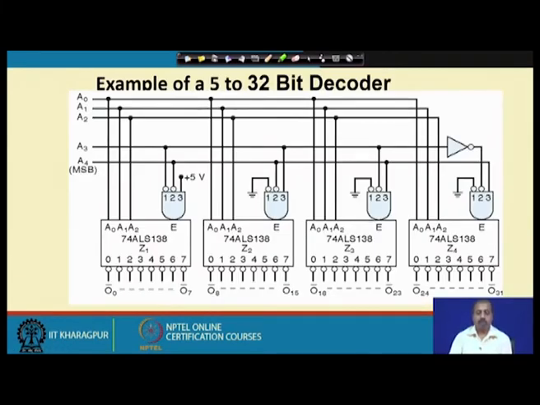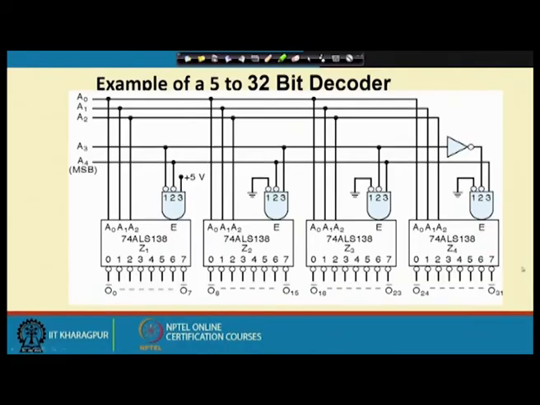Next, we will look into how I can make a 5 to 32 bit decoder using these 3 to 8 decoders. So, I want to make a hierarchical structure. In my application I need a 5 to 32 decoder, whereas in my library I do not have 5 to 32 decoders available as a chip. What I have are only 3 to 8 decoders, 74138. So, what can we do? Since there are 32 outputs, I will need 4 such 74138 chips. So, these are the 4 such 74138 chips.